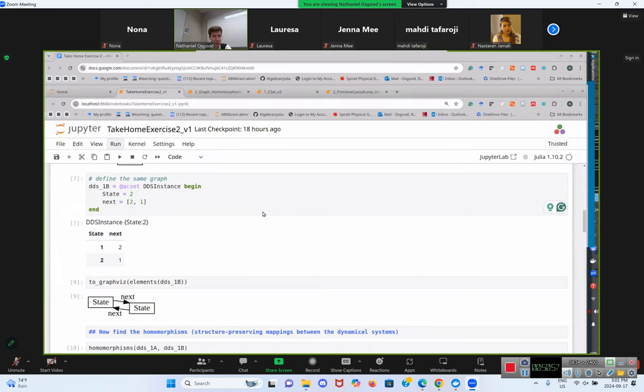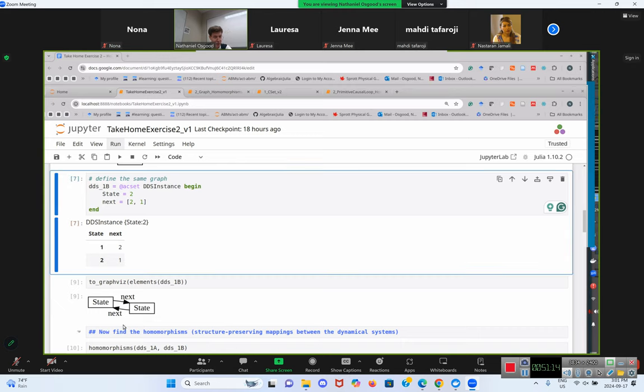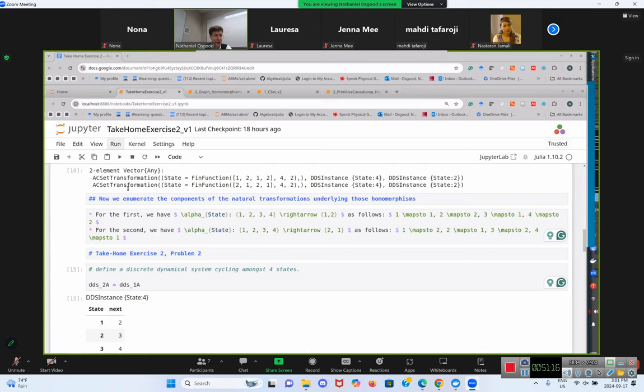1B is this guy here. Two states. If you're in A, the next one you go to is B. If you're in B, the next one you go to is A. Are we okay with that? So there it is encoded. Are we okay with this being an AC set? And you can see this actually depicts it rather nicely. We'll talk about this category of elements later.